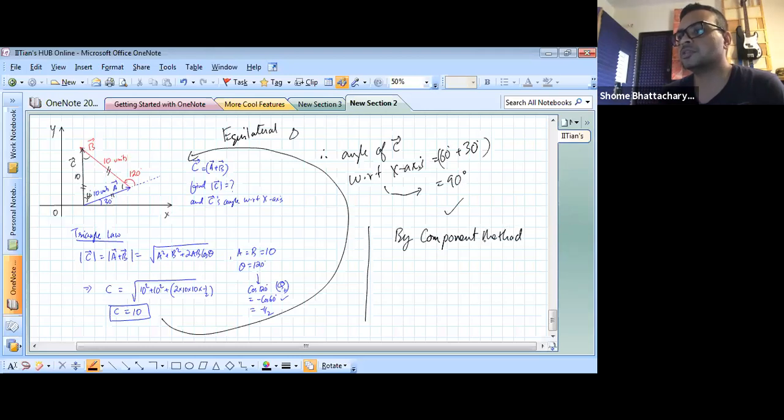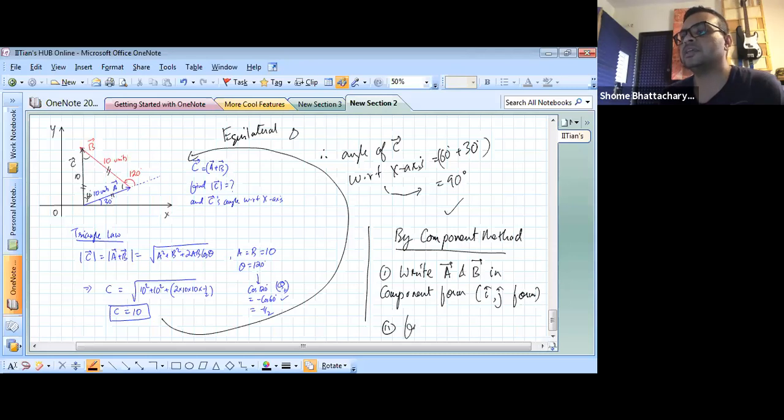So what you do is, first write vectors A and B in component form, that is i cap j cap form, and then second step, find the vector C, which is A plus B. So in the same question, do these two steps, all of you. Tell me what is vector A and vector B in component form. How will you write it? Just write this down. Tell me what you will get in component form.